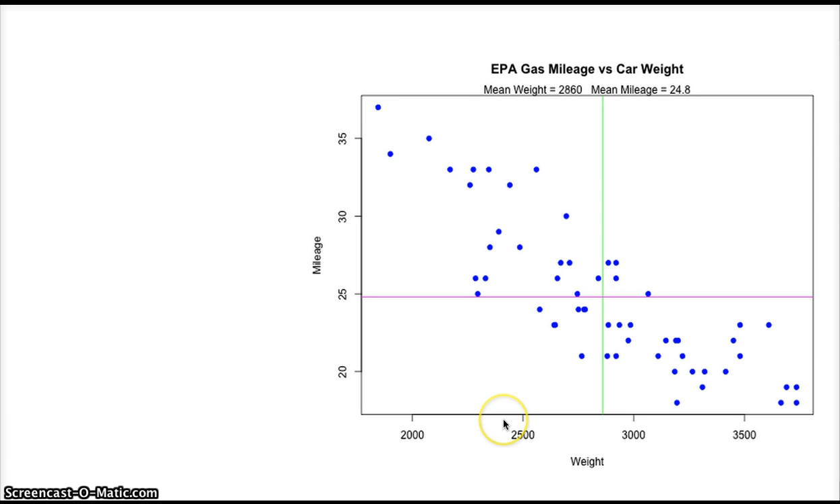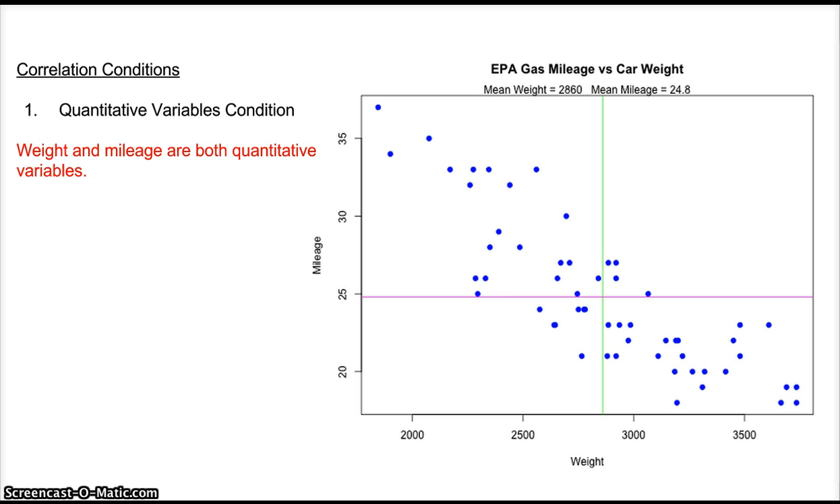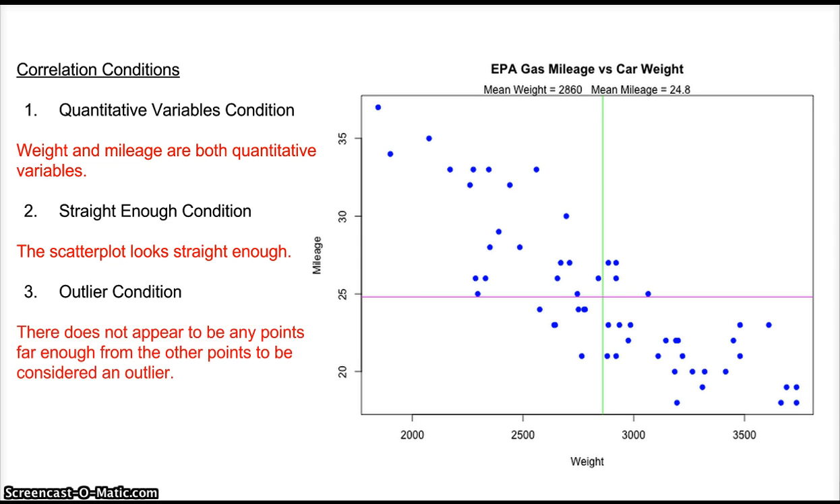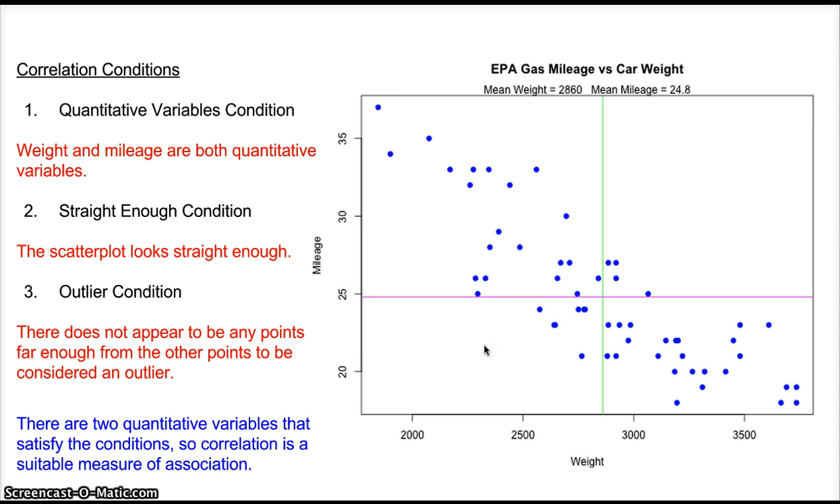Okay, so here's another one. This one is talking about gas mileage versus the weight of a car. So let's first of all check our conditions. The first one's the quantitative variable condition. Weight and mileage are both quantitative variables, so that condition is met. The second condition is: is it straight enough? And the scatter plot does look straight enough. And then the outlier condition, again, there does not appear to be any points far enough from the other points to be considered an outlier. So since these conditions are met, you need to write a statement saying that they're met and that you can proceed. Again, there are two quantitative variables that satisfy the condition, so correlation is a suitable measure of association. From there, you can go on to describe your scatter plot.